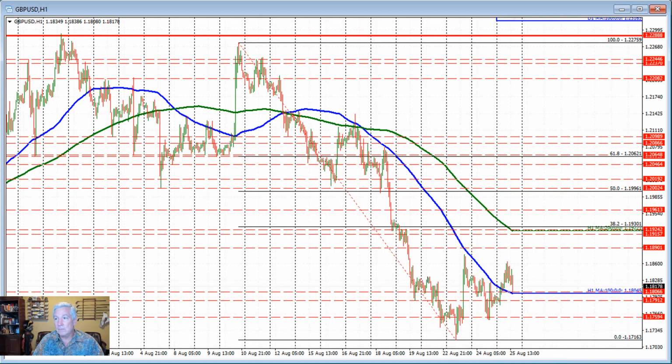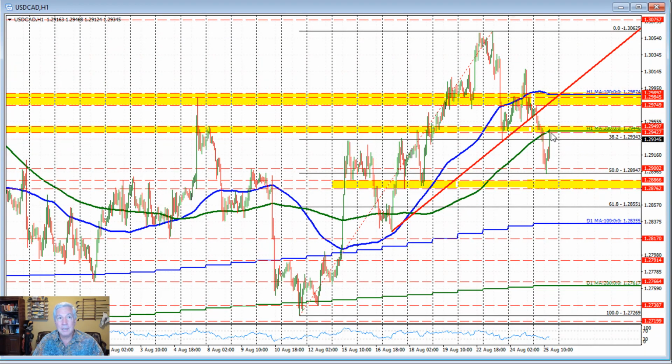Quick look at the dollar versus Canada. We are back up testing this swing area and also the 200-hour moving average key level. We tested the 50% retracement on the downside. Nice hold right there. Now will the 200-hour moving average hold?